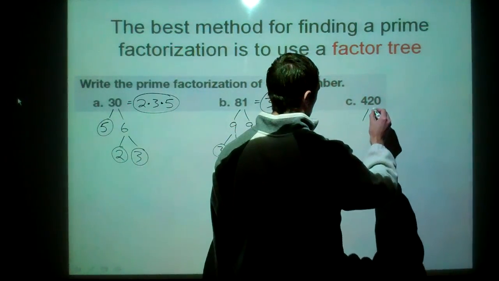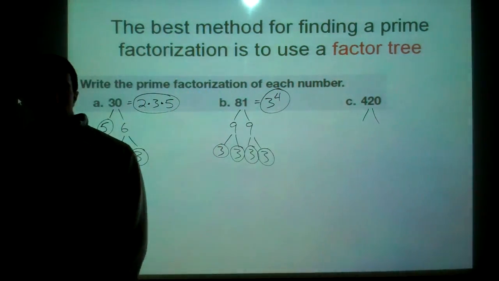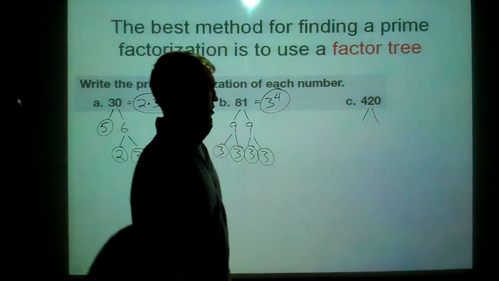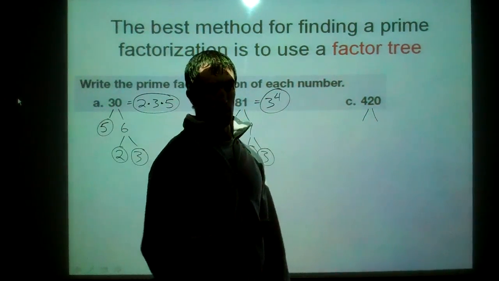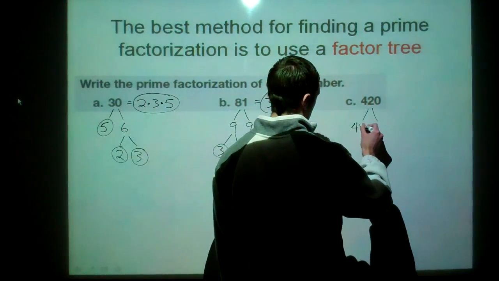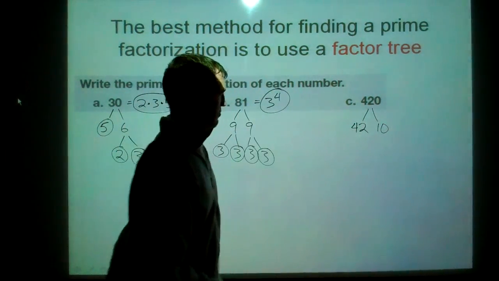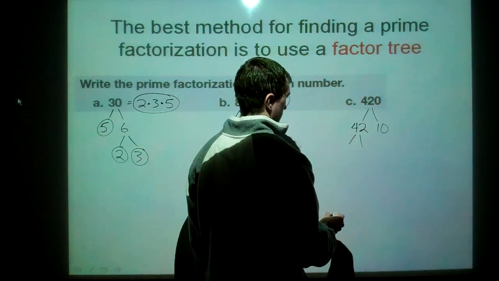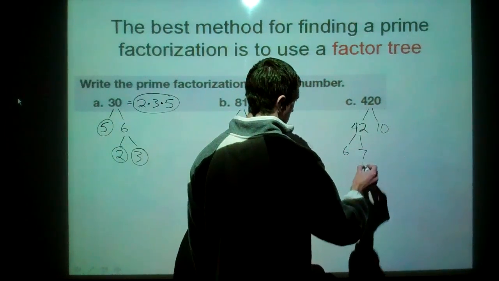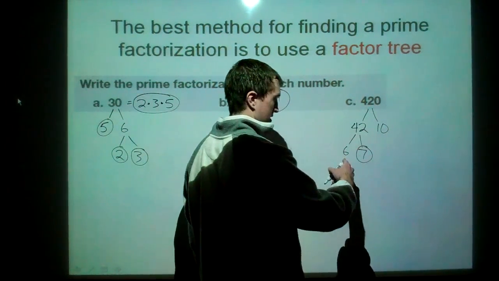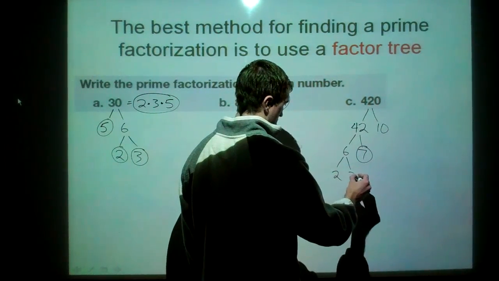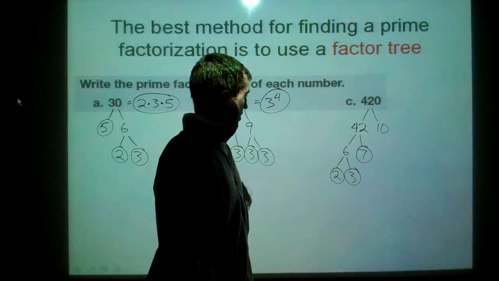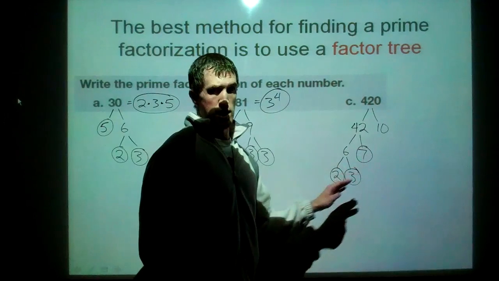All right, 420. Here's a good way to do anything that ends in a 0. Anything that ends in a 0 can be divided by 10. So this can be written as 42 times 10. Now we have to break down 42. I know that 6 times 7 is 42. 7 is a prime. 6 is not a prime, but 2 and 3 are. So remember, 2 times 3 gives you 6. So on this side, all of our primes are done.